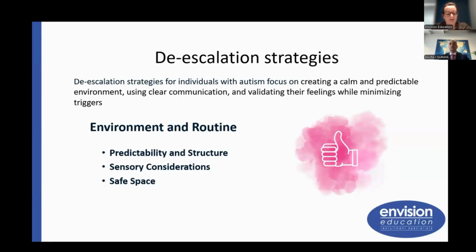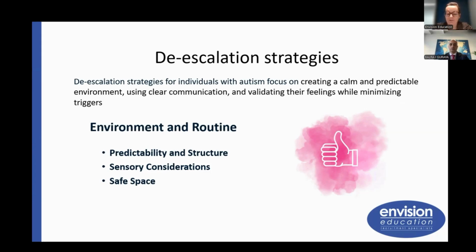So we want to establish clear routines and use visual aids where we can. So visual schedules, you will have probably seen those around school. They work really well for all pupils, in fact, and not just those with autism. And timers and other things like that work really well as well. And this helps the pupils to understand expectations and transitions as well.